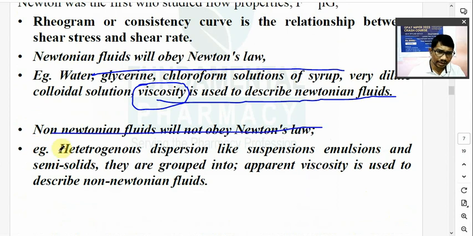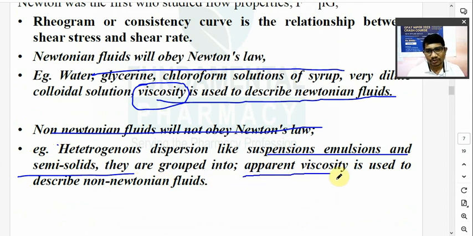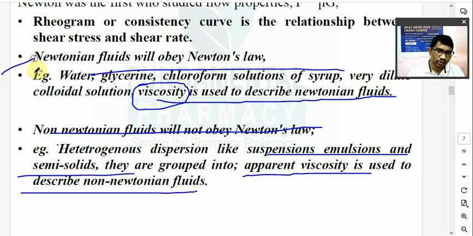So example क्या है, heterogeneous dispersion like suspension, emulsion and semi-solid. So they will not obey the Newton's law, and that's why they can be described by apparent viscosity, which is used to describe the non-Newtonian fluid. ठीक है, तो इसके ऊपर क्वेश्चन आ चुका है ऑलरेडी.